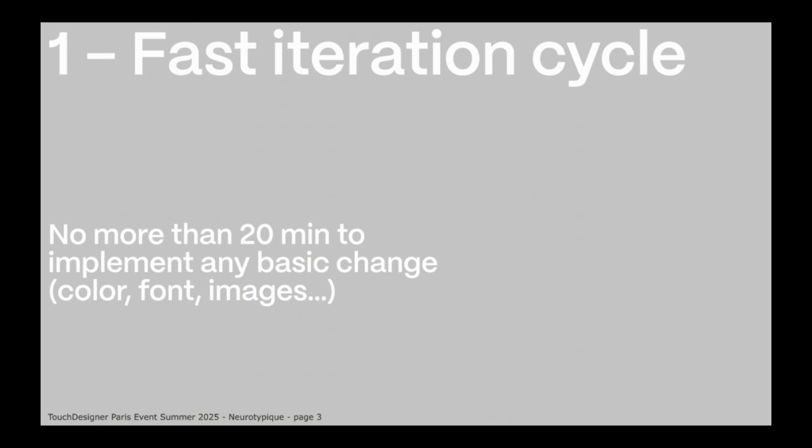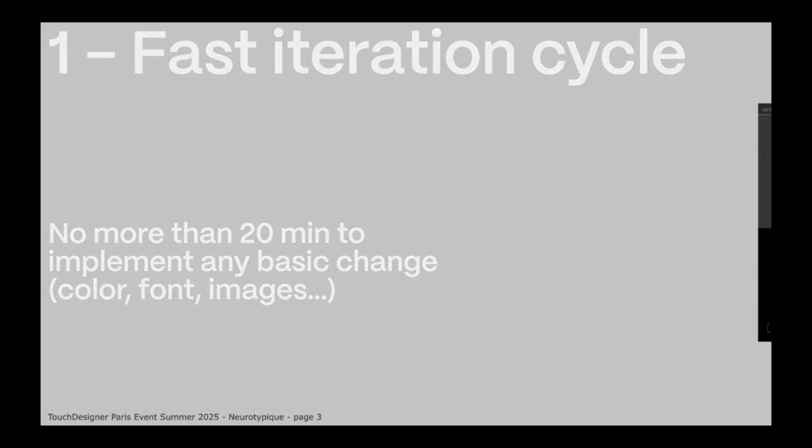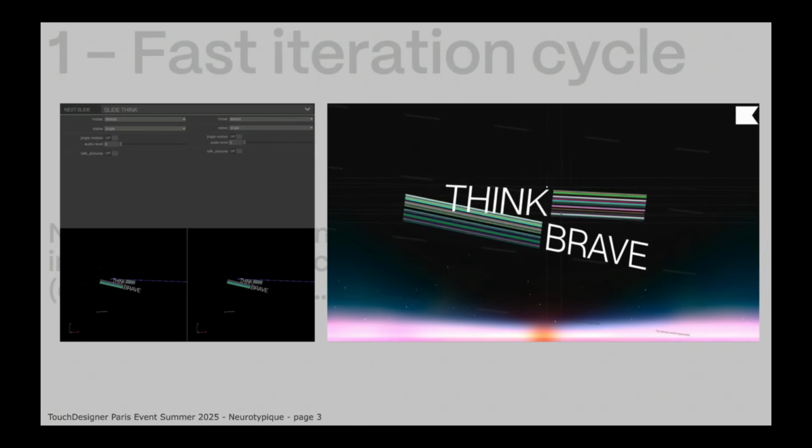First rule was actually fast iteration cycle. When you are in production and you're asked something like to change a font on a book, you need to be able to change it in like half an hour, 20 minutes. Otherwise, you're just wasting time and wasting resources. So is it something that TouchDesigner works well in?